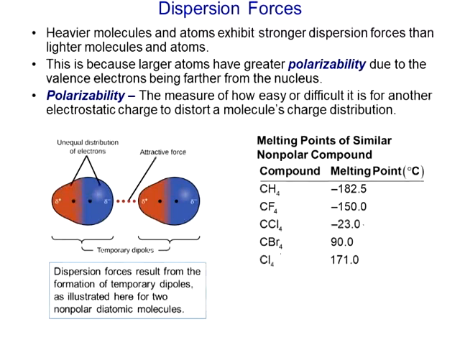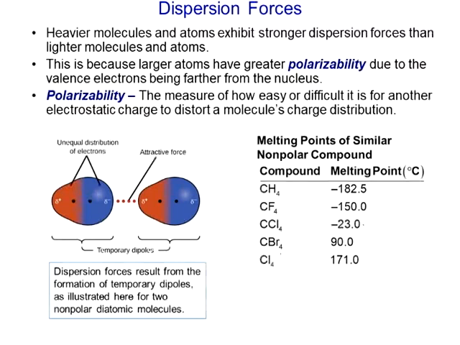So dispersion forces result from the formation of temporary dipoles, and that's important to note. So where do dispersion forces come from? They come from temporary dipoles. When a temporary dipole is formed, we get dispersion forces. The degree of polarizability and the extent of dispersion forces within a molecule result in certain physical property features.